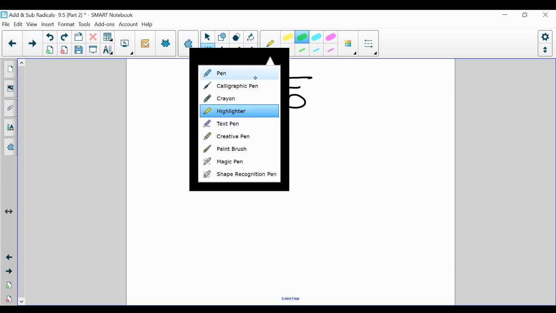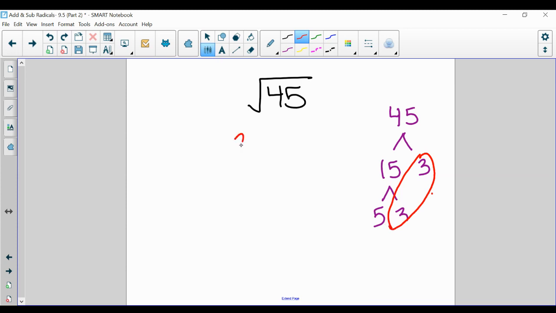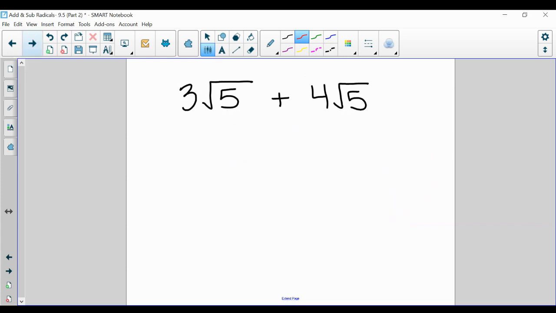So in the last video you learned how to simplify this radical, the square root of 45. There were two ways, and one of them was the prom date approach. The prom date approach asked us to find the prime factorization of the number. We then looked for pairs. Right here we have a pair of threes, and so they get to go to prom, but the 5 has to stay home. So the square root of 45 simplifies to 3 root 5. We're going to use this as we add and subtract. That was just a quick refresher.